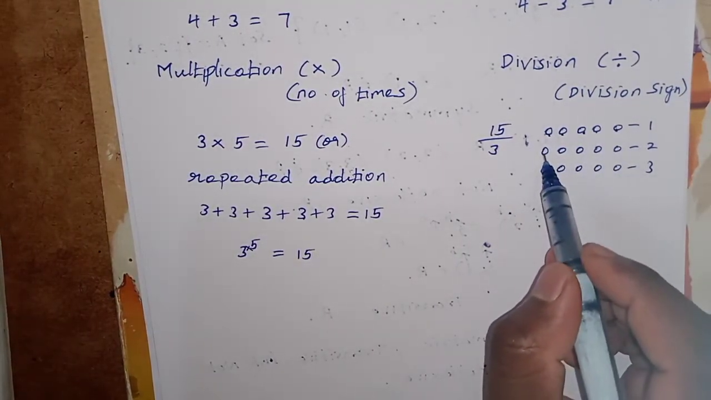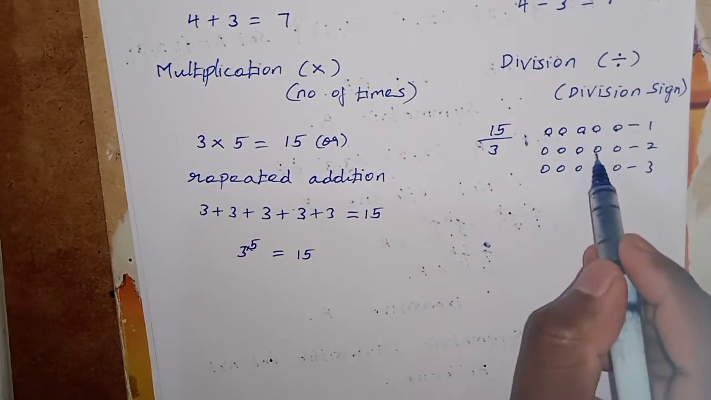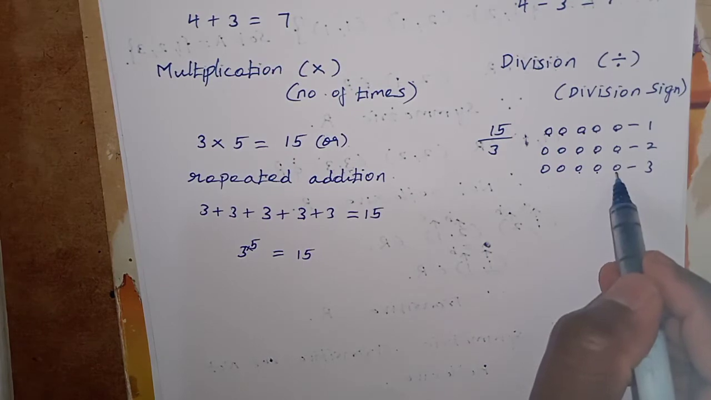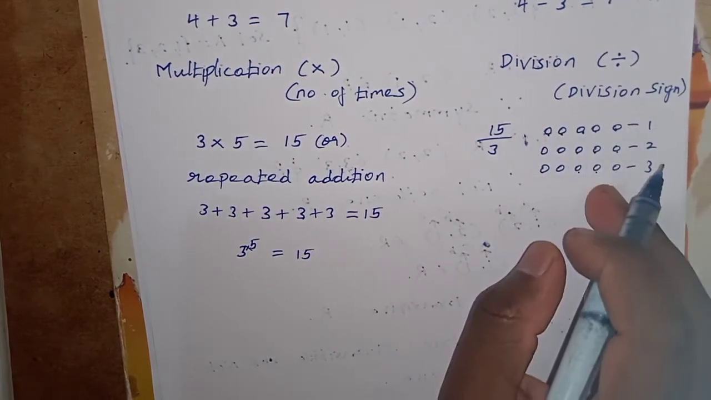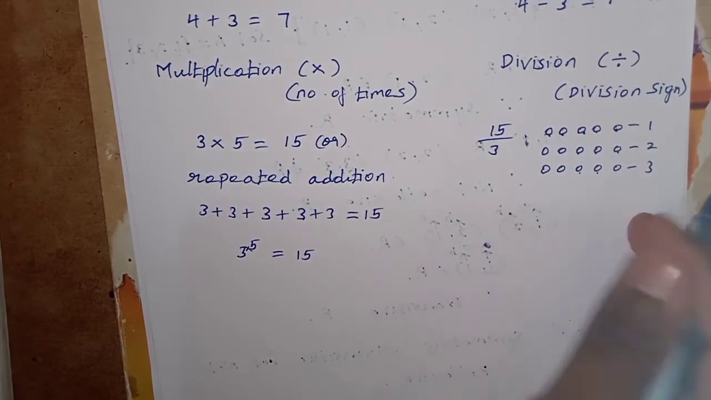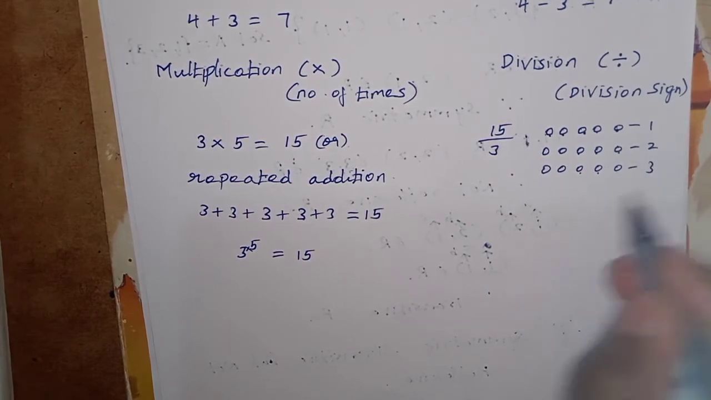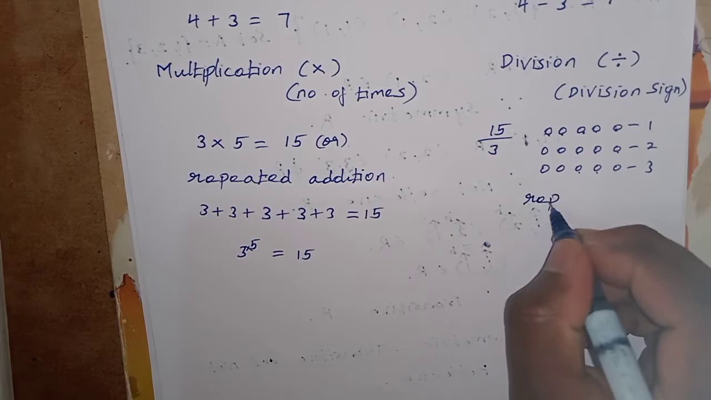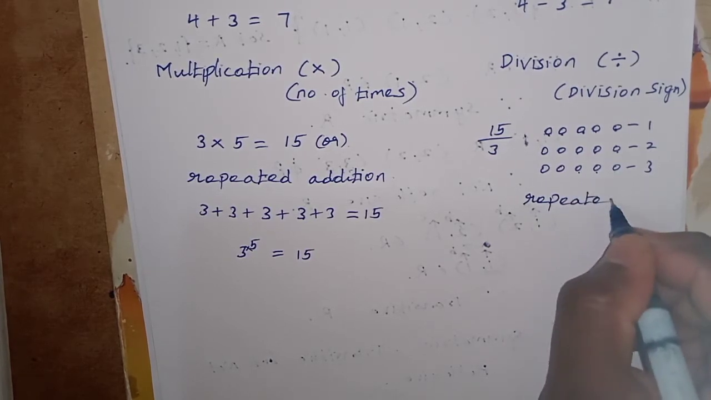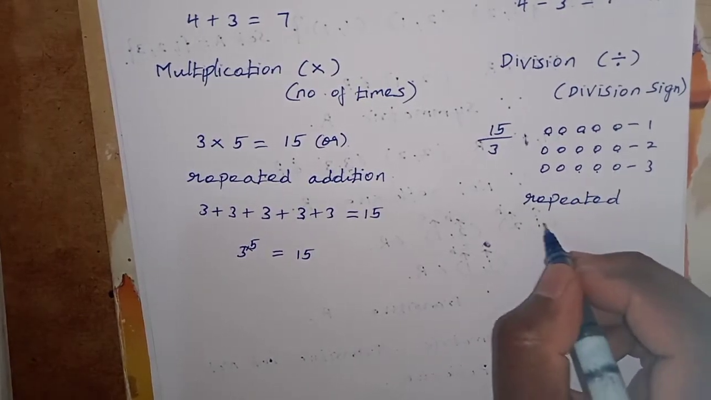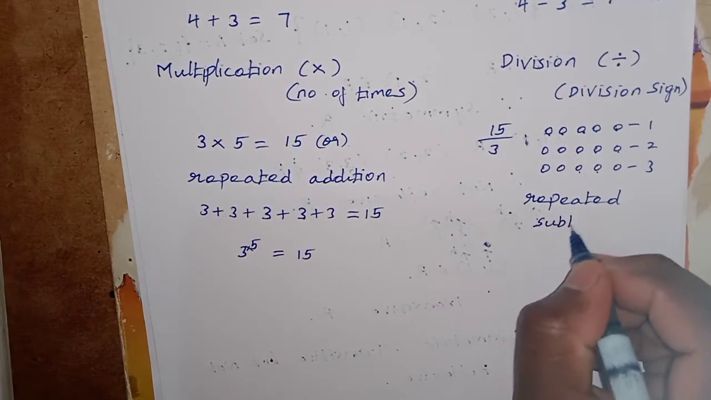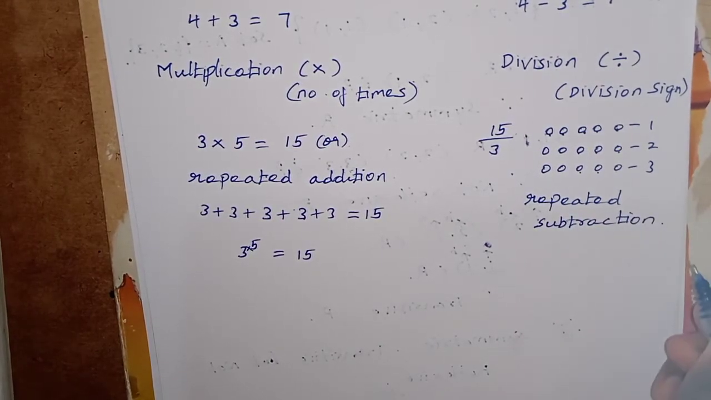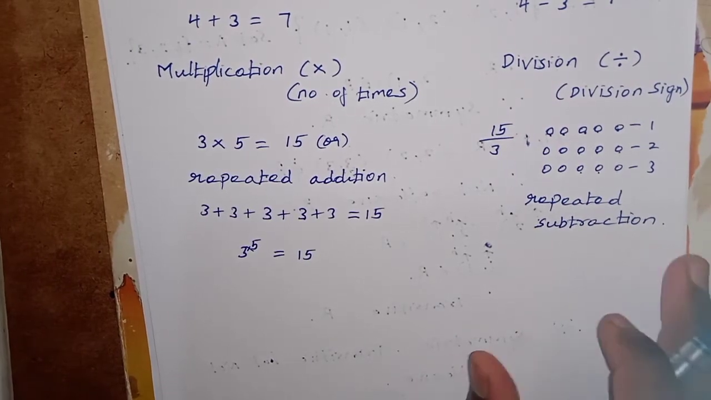Here also 5. 1 2 3 4 5. 1 2 3 4 5. Here I am splitting it equally, for 3 times. Here we can say it is repeated subtraction.